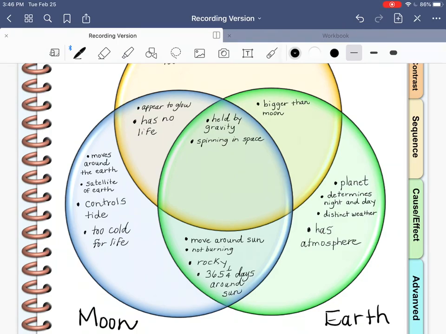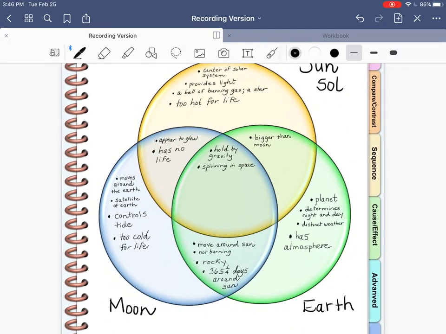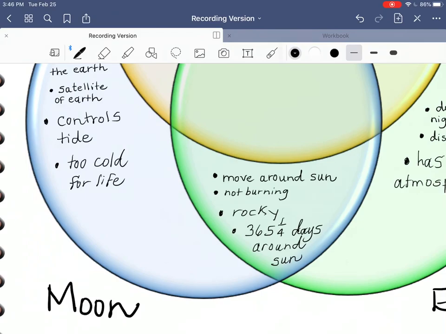Okay, which one of them appears to change shape every month? Appears to change shape every month. Well, that is the moon. It goes through phases. It appears to change shape each month.